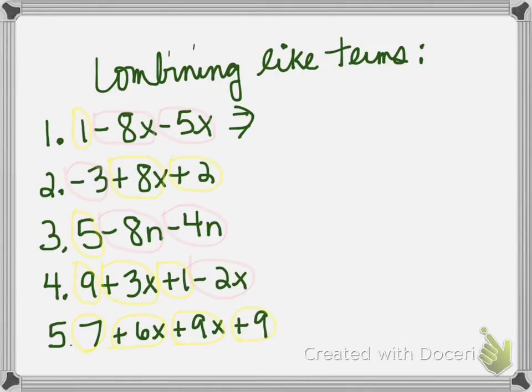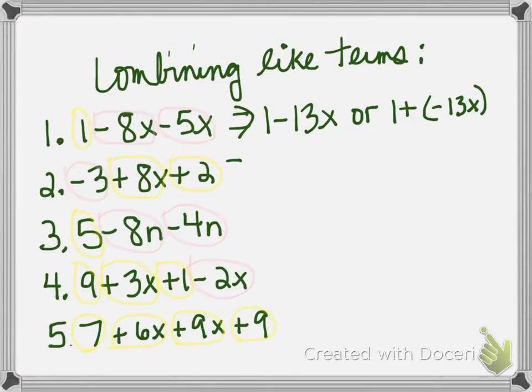Notice that in the first one, 1 minus 8x minus 5x, the negative 8 and the negative 5 are written separately. Now use your knowledge of how to add integers to make this work. This would be 1, and what is negative 8 plus negative 5. Think of those symbols as negatives, not as subtraction. You're going to get 1 minus 13x, or 1 plus a negative 13x. Both of those expressions are equivalent.